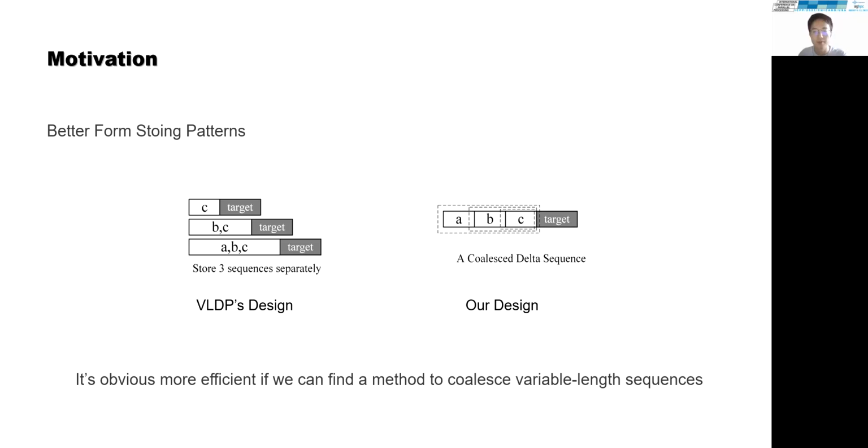VLDP uses multiple prediction tables to store variable length delta sequences. We think it is possible to coalesce delta sequences of variable lengths into a single table because shorter sequences are subsequences of longer ones. So the ideal form is just like the right figure. If we find a method to coalesce all these sequences into the fixed length form, it is more efficient.